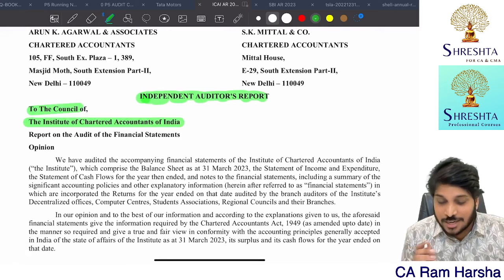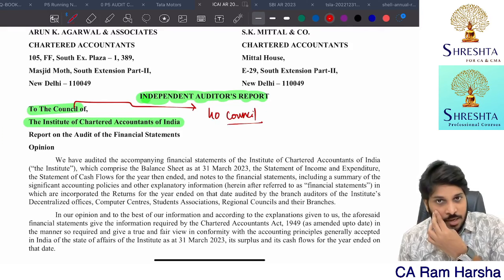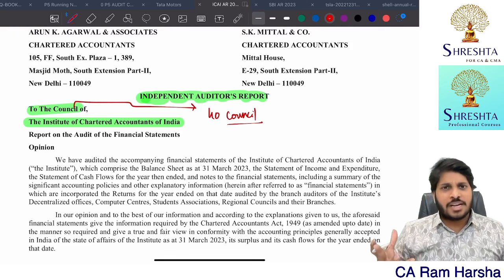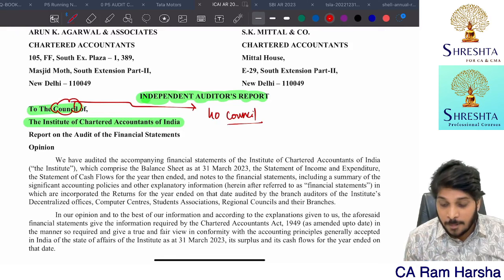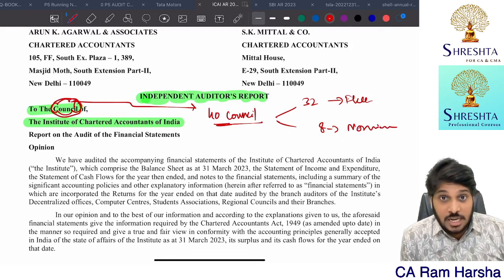In ICAI, council. Council means, I think I already told you, ICAI has 40 council members. Like I told you in a previous session, a company will have a board of directors. Now the institute, who is managing this institute? For the Institute of Chartered Accountants of India, the managing people are called the council. There are 40 council members: 32 are elected members and 8 are nominees of the government, total 40. So the auditors are giving the audit report on the financial statements of ICAI to the council.